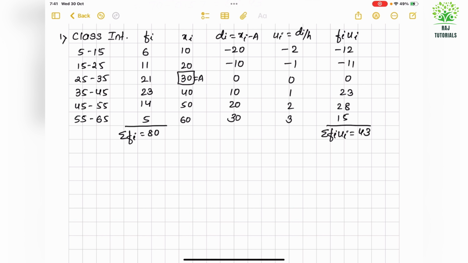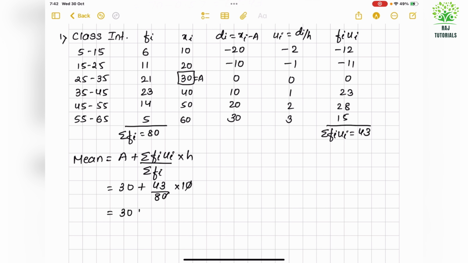Now mean will be A plus sigma fi ui upon sigma fi into h. So that is 30 plus 43 by 80 into 10. So this is coming as 30 plus 43 by 8. So that is 35.36. Now moving to find mode.